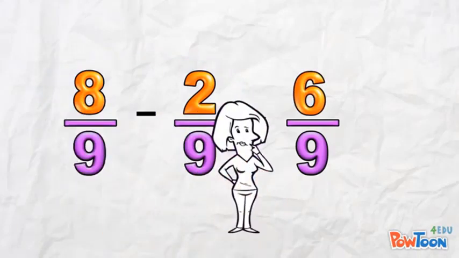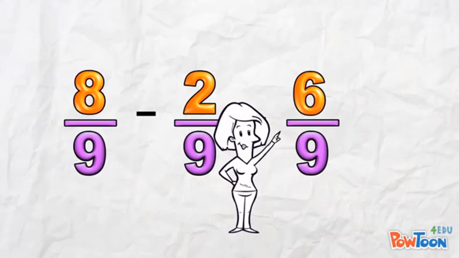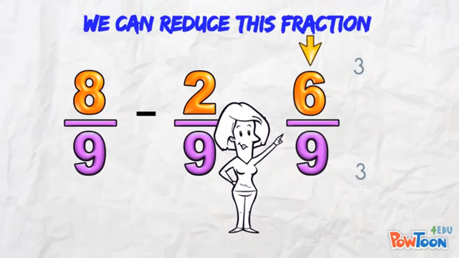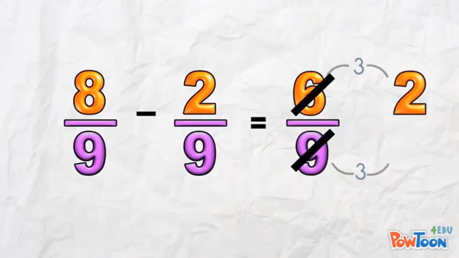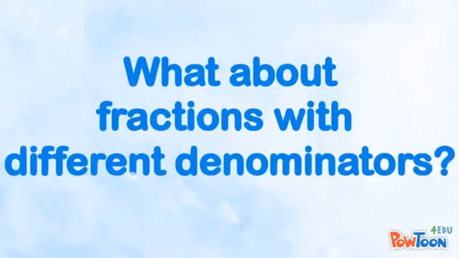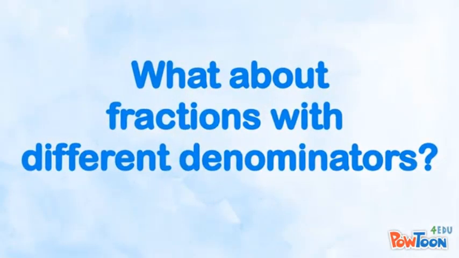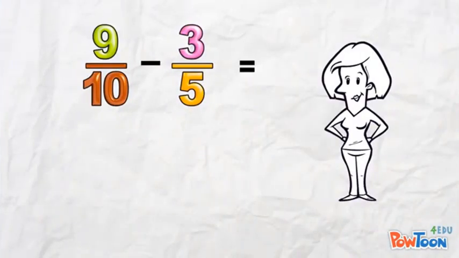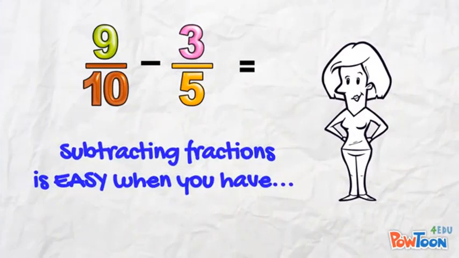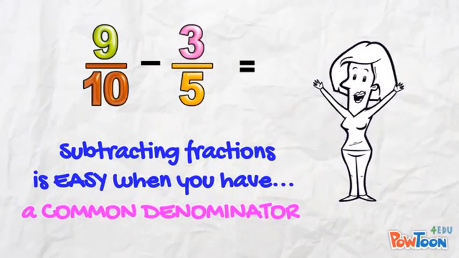Notice anything? 6 and 9 are both in the 3 times table, so we can reduce this fraction. 6 over 9 reduces to 2 over 3, 2/3. What about when you get fractions with different denominators, like this pair? Well, just like adding fractions, subtraction is easy when you have a common denominator.